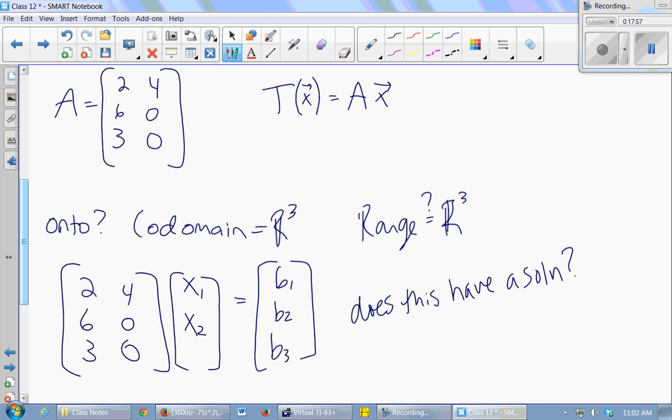Row reduce it? Yeah. So those aren't my notes. Where'd I put them?